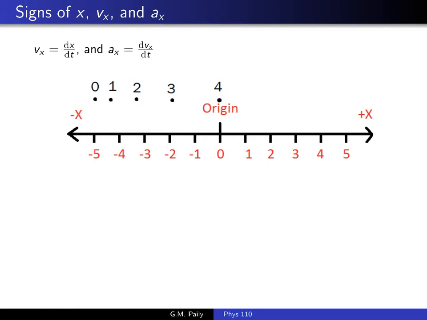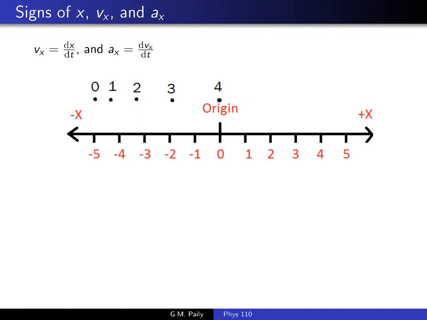Here's another example. This time the spacing does not stay constant. The position during these times is negative, but is it getting more positive or more negative? We can see that as time passes, it is getting less negative, that is, more positive. Since the change in position is positive, that means the velocity is positive. Or another way of putting it, the velocity arrows all point to the right, which is the positive x direction.